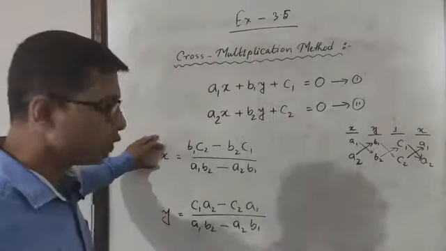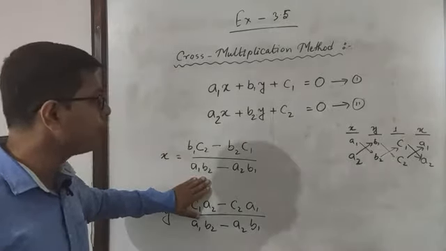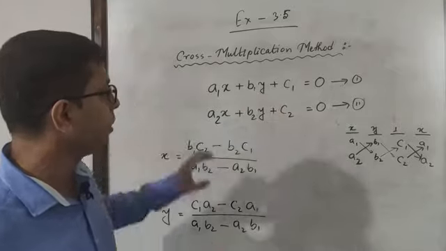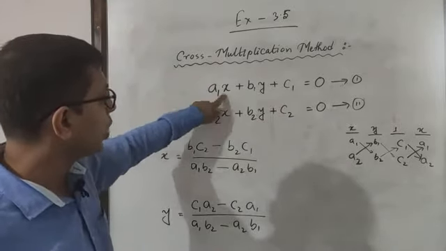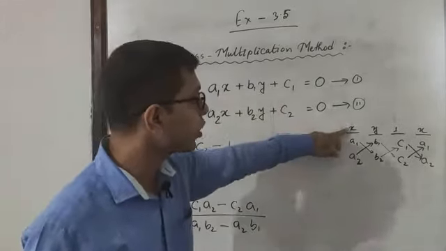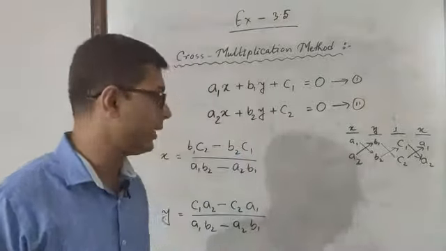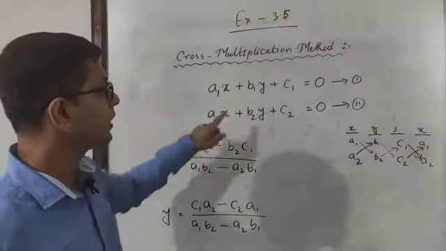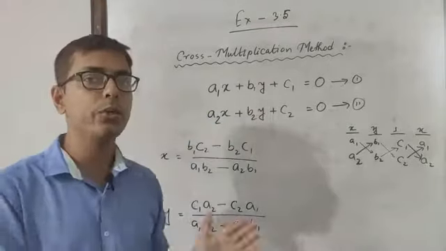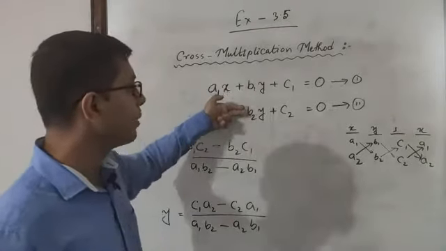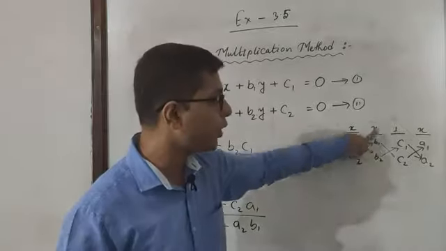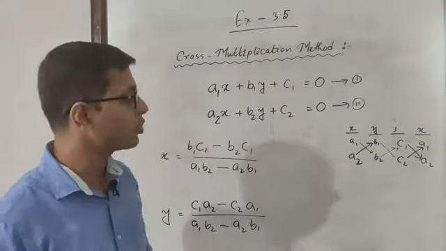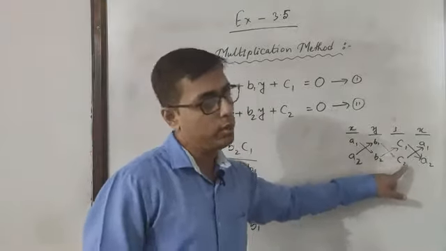Now, how to solve, the technique I have shown you. First of all, for the two equations given to you, we write the coefficients of x, that is a1 and a2 for these equations, the coefficients of y, that is b1 and b2, and the constant terms of the two equations, that is c1 and c2.